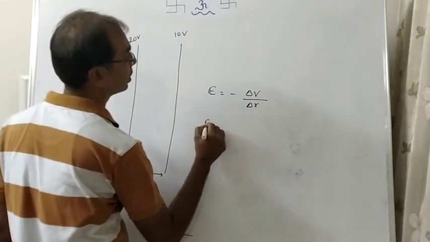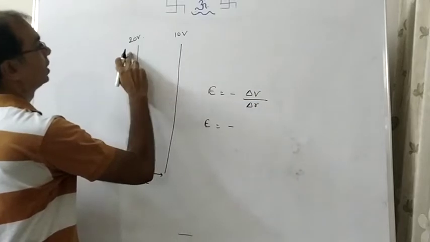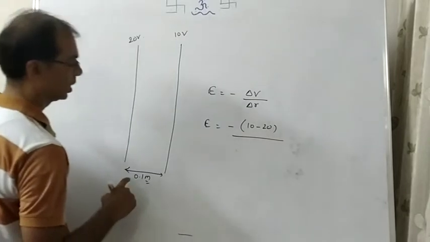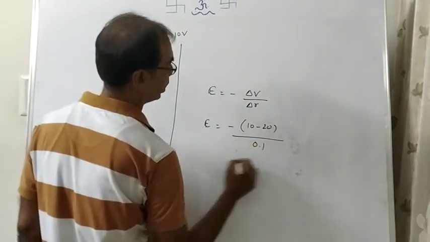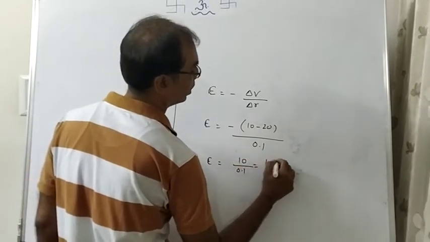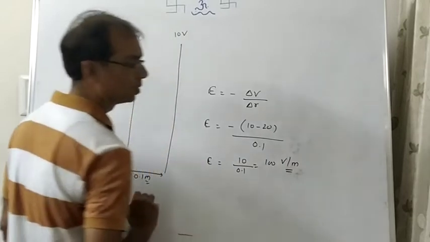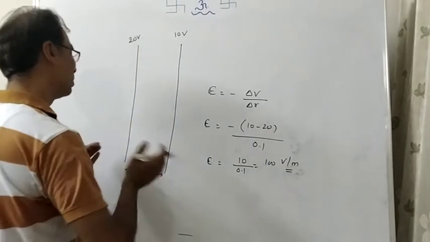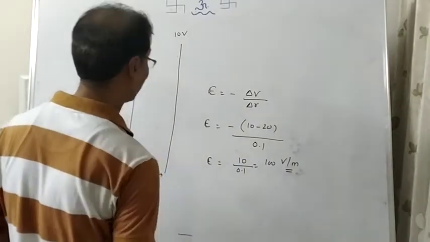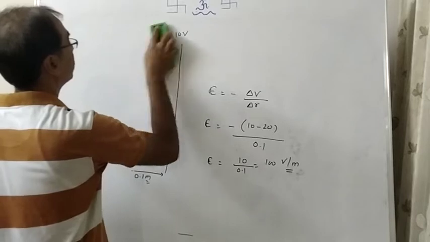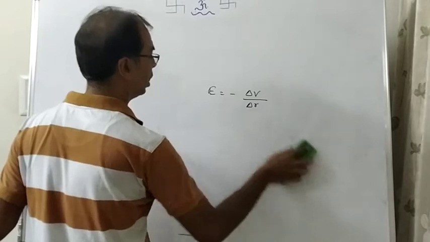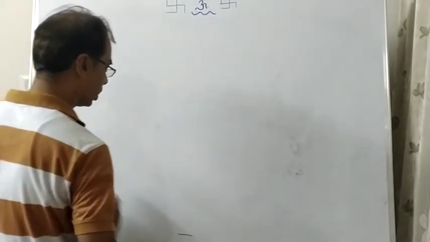Here E is equal to minus V final minus V initial, that is 10 minus 20. What is the gap? Gap is 0.1 meter. So what are we going to get? E is equal to 10 by 0.1, that is 100 volt per meter. The simplest question. Build up on this only. If you see other questions in which electric field is inclined, that means it's making an angle with the x-axis, then how to find it? Let's see.